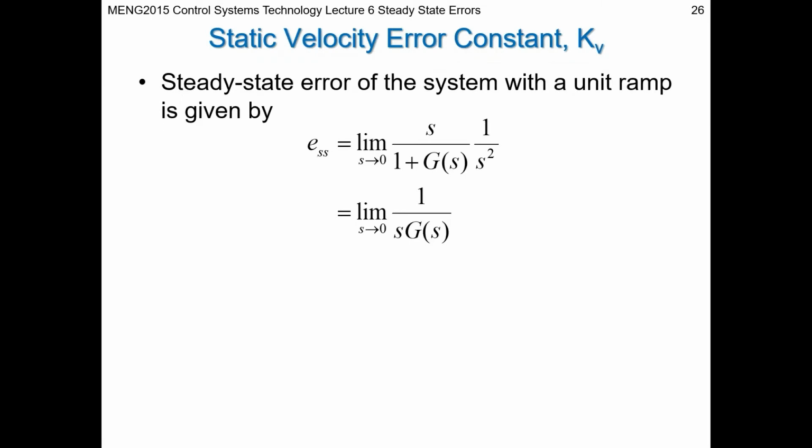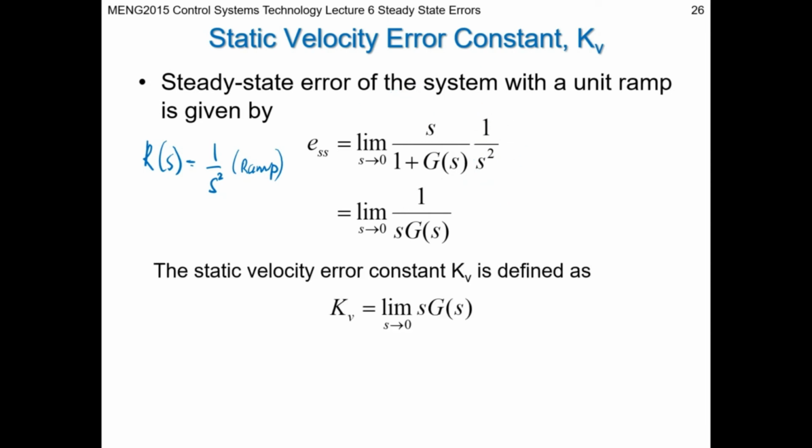And for a ramp input, R(s) is 1 upon s squared. That's our ramp input. So we see that turning up here, because this is ESS equals the limit of s going to 0 of s times R(s) over 1 plus G(s). So now our R(s) is 1 over s squared because it's a ramp.